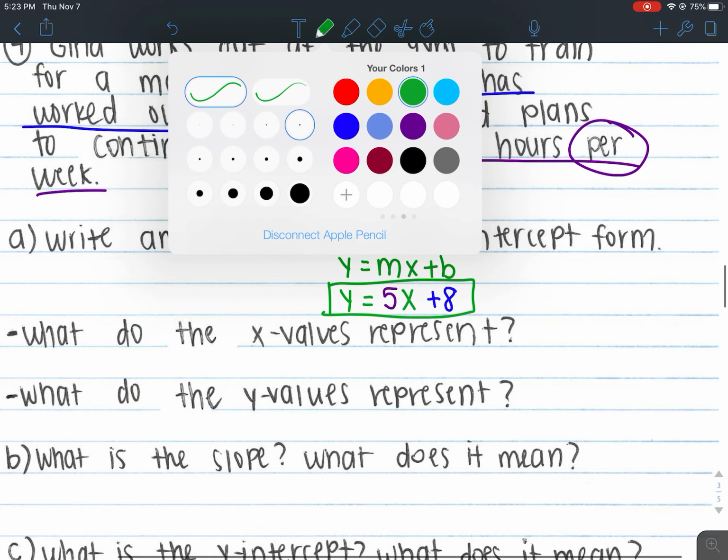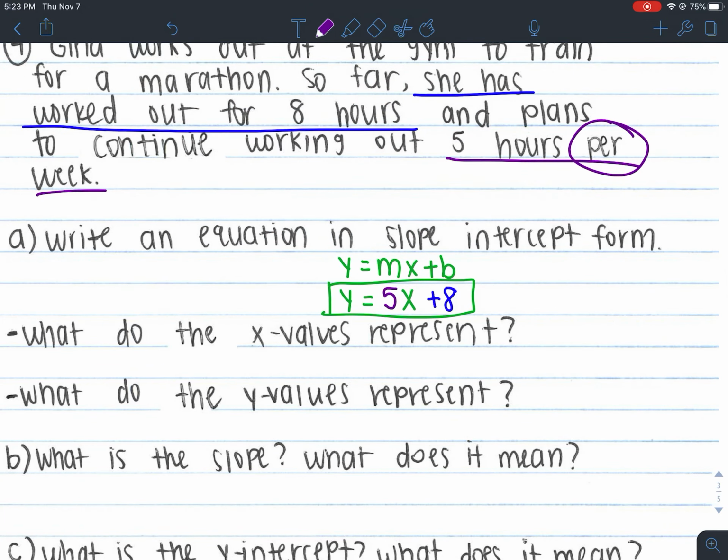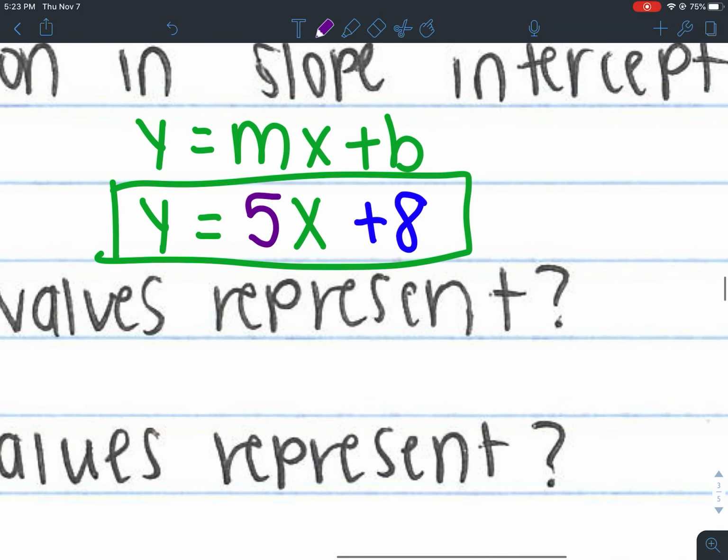Okay, well, what do the x values represent? So we have two values that they're talking about here. And you want to look at your slope if you're confused on what your values are. You have hours per week. So we need to figure out which one's x and which one's y. And this one's a little tricky because hours and week are both time, right? They're both time. So it's like, well, which one's x, which one's y? I don't know. So again, you want to look at your slope.